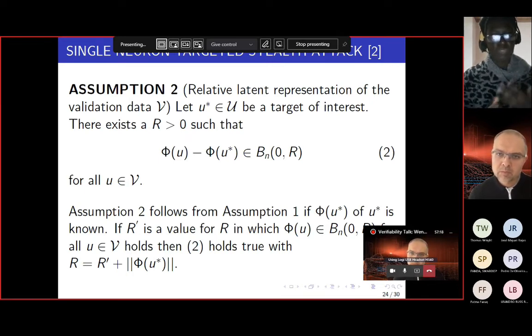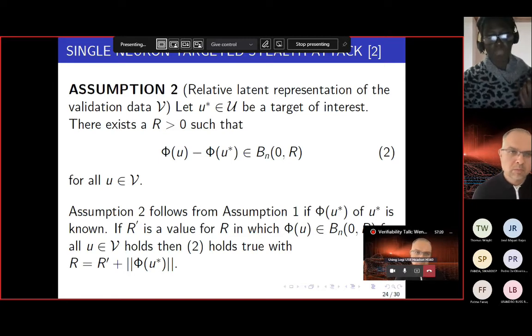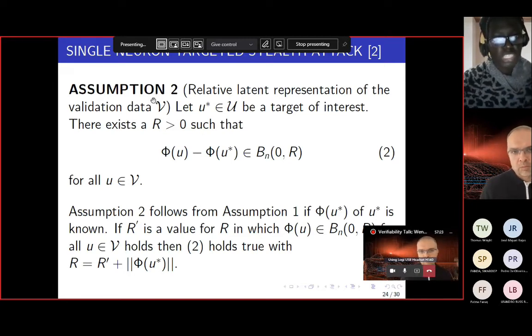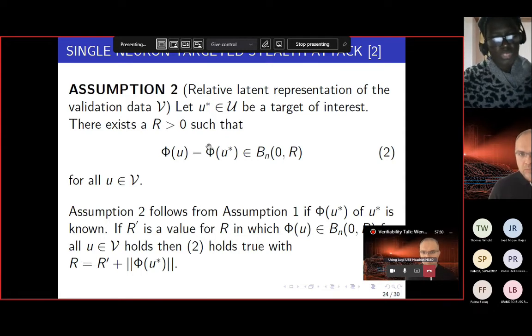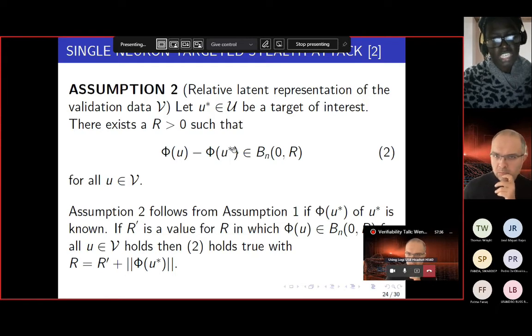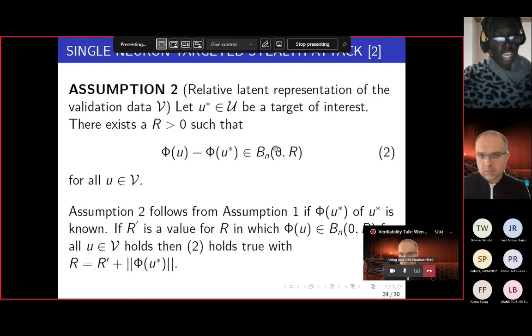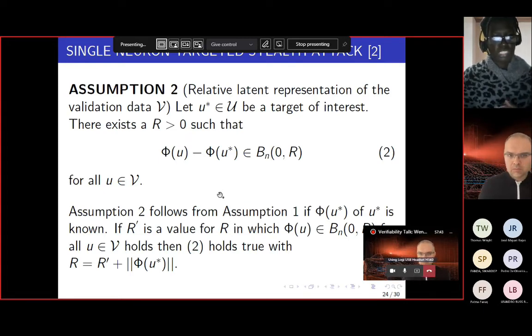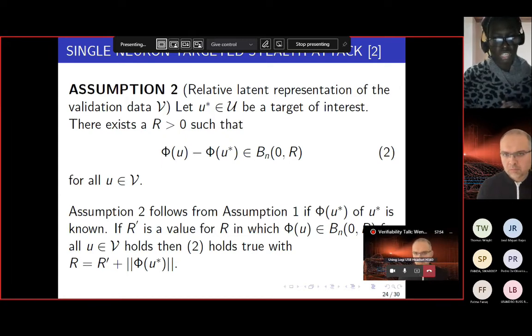So this means that we need to reformulate assumption one. And in assumption two, we just say that there exists a radius greater than zero such that we have the following addition to the latent representation of the target of interest, which is inside the ball here. And for this assumption, again, it follows from assumption one if we know our target of interest, and also if we know the latent representation of our target of interest as well.